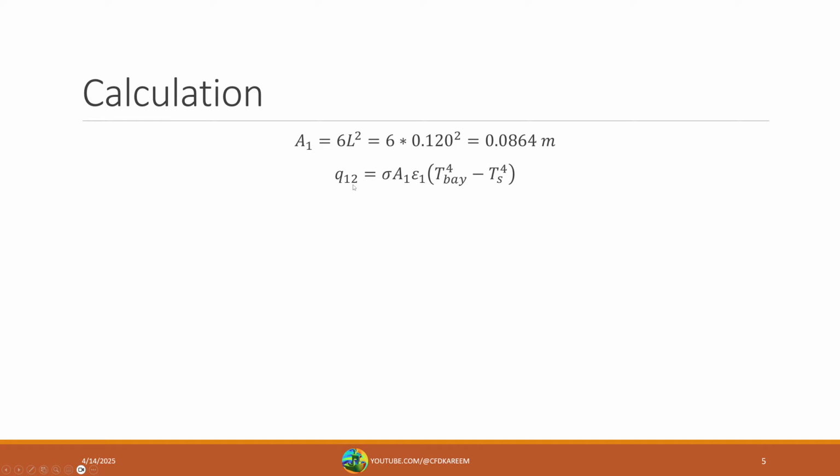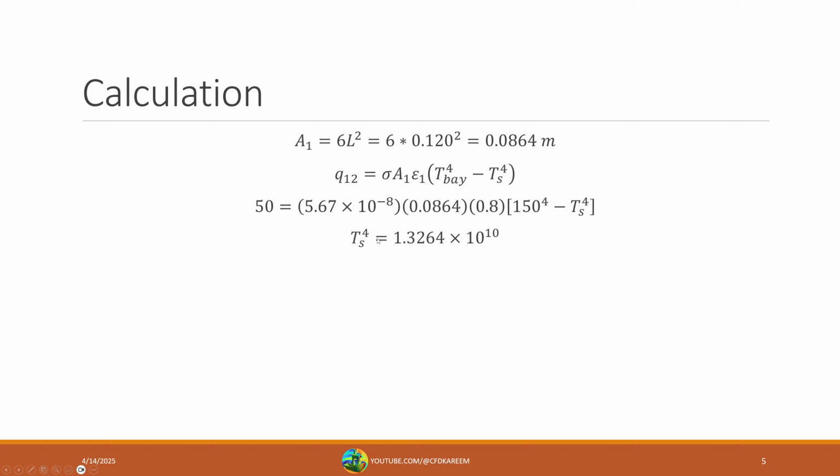So Q, the power, or the heat transfer from one surface to the other, is going to be sigma, the Stefan-Boltzmann constant, times the area of the container, times the emissivity of the surface of the container, times T bay to the fourth, so the outside walls, or the bay, minus the temperature of the surface to the fourth. So we can go ahead and plug in our numbers that were given: 50 watts for the power of the device, the Stefan-Boltzmann constant, our area, emissivity, as well as the temperature that we're given of the bay.